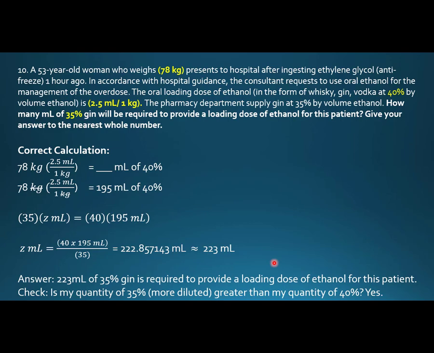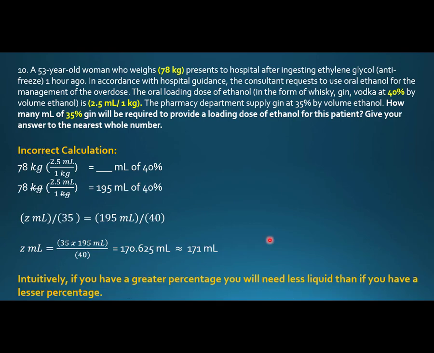Okay, so let's see it the incorrect way. I'm not going to reread this. Nothing's changed there. Nothing's changed here. What's changed is that I thought that the Z mLs goes with 195 mLs in the numerator, and we're going to match those in the proportion, and 35 goes with the 40. So when I do my factoring, I get 35 times 195 over 40 equals 170.625 mLs, or 171 mLs.